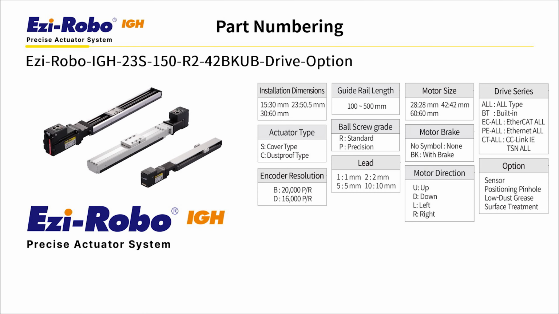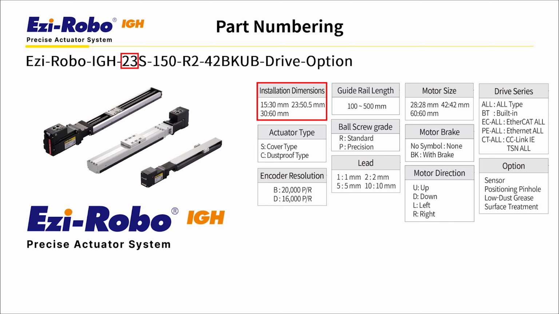Let's take a look at the model name for Ezi-Robo IGH products. As shown in the example model name, Ezi-Robo IGH represents an actuator system controlled by a high-resolution encoder. Here, Robo refers to the actuator system, and IGH indicates a high-rigidity actuator that integrates a FASTECH stepping motor with a Garoda ball screw actuator.